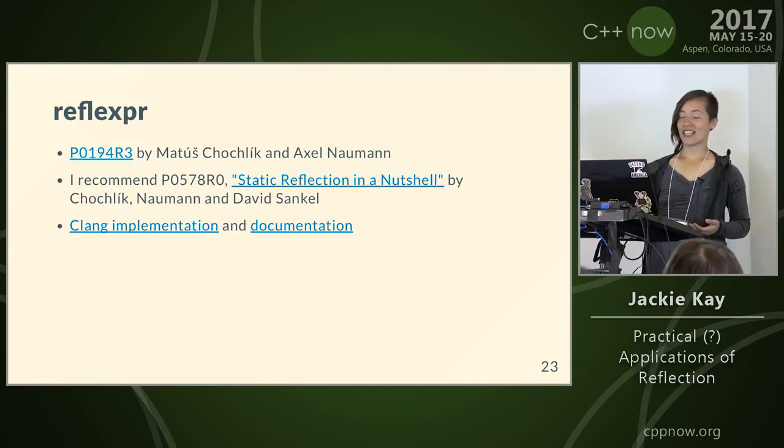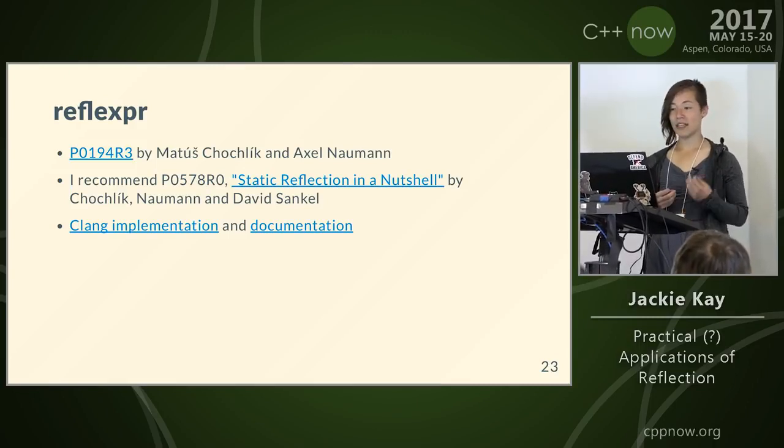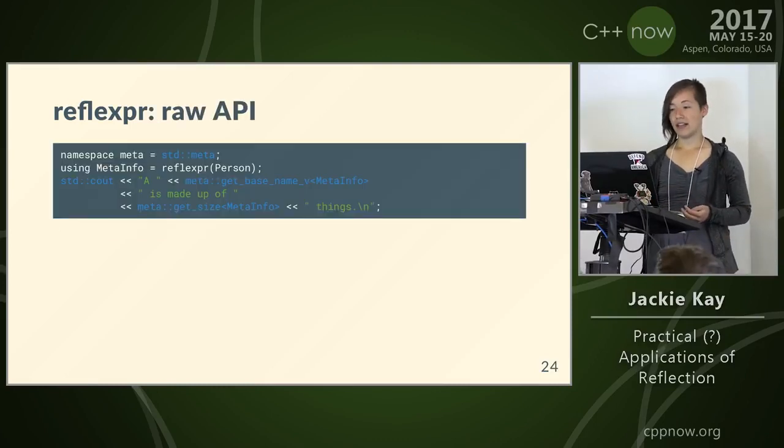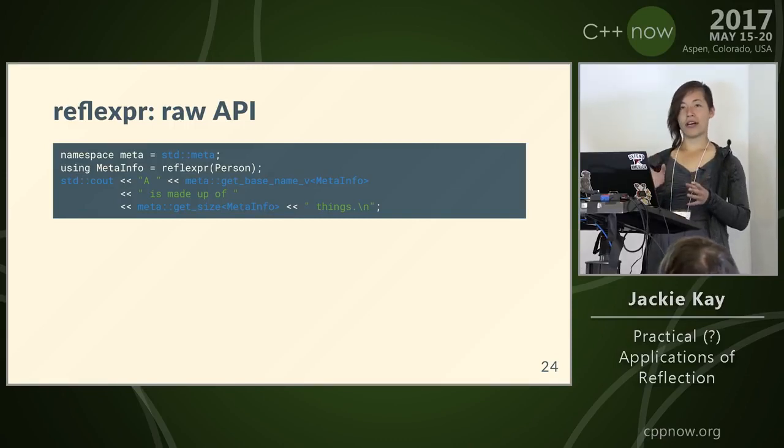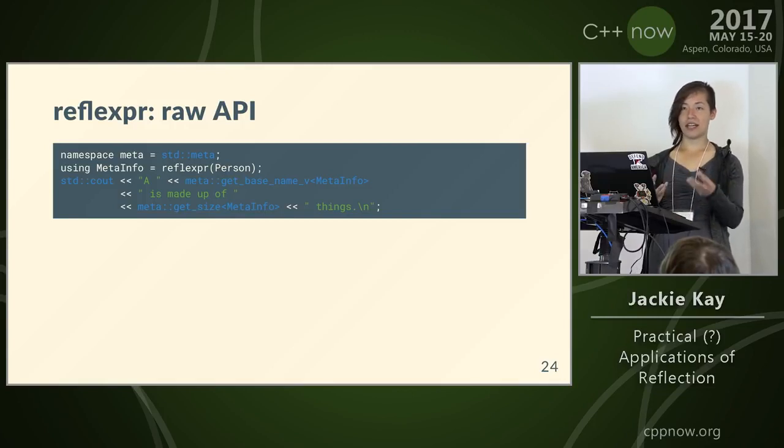Called Static Reflection in a Nutshell, which explains the design rationale for their proposed API. What was really fun for me is they have an implementation in Clang, which was primarily by Matus, and decent documentation. This is a very, very simple example of what it looks like. You use the reflexpr keyword on a type, and that returns another type, which is a templated type that carries the information about the struct.